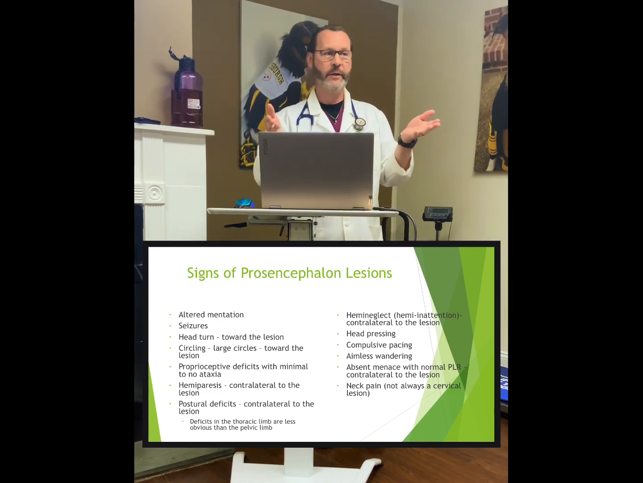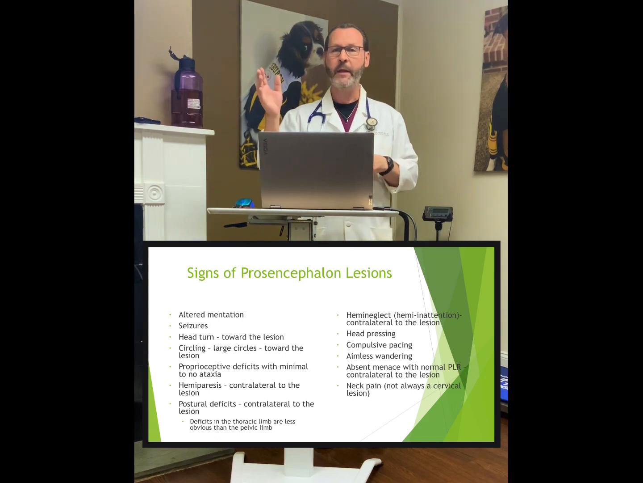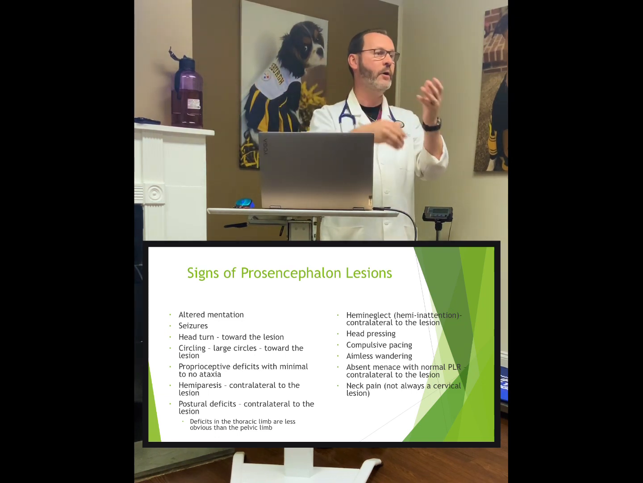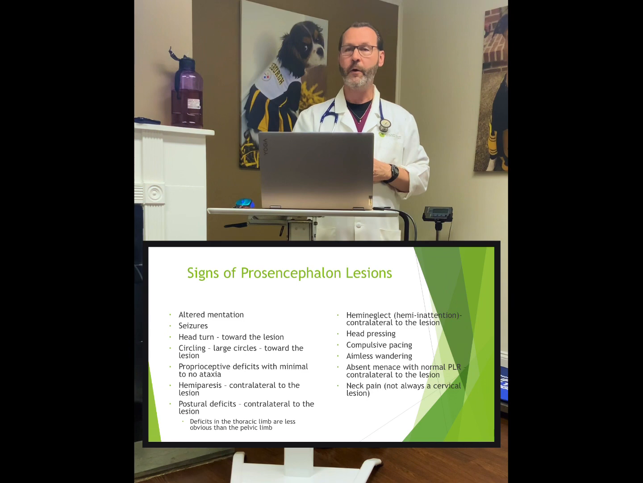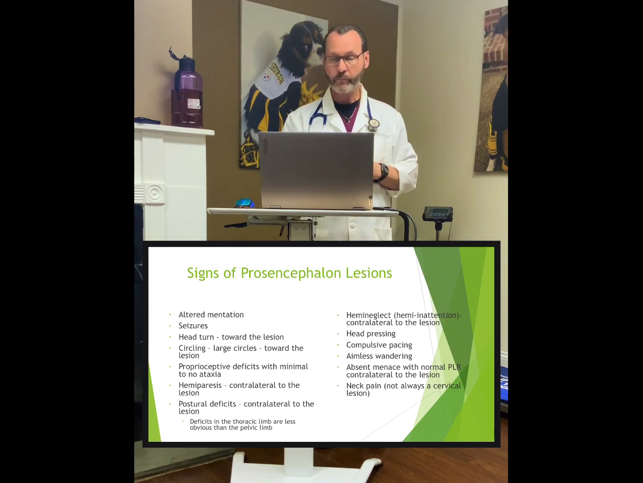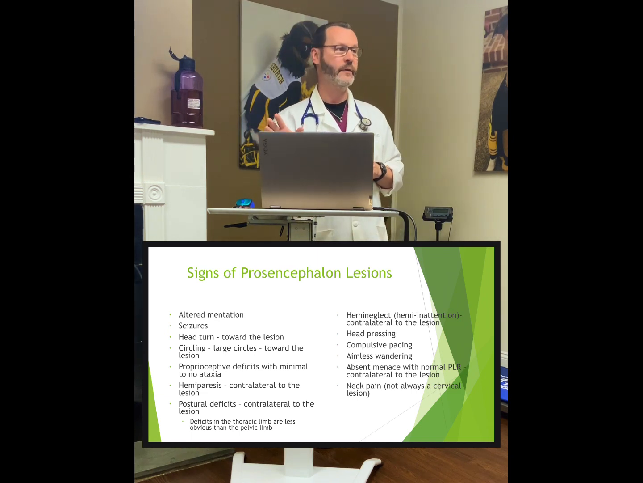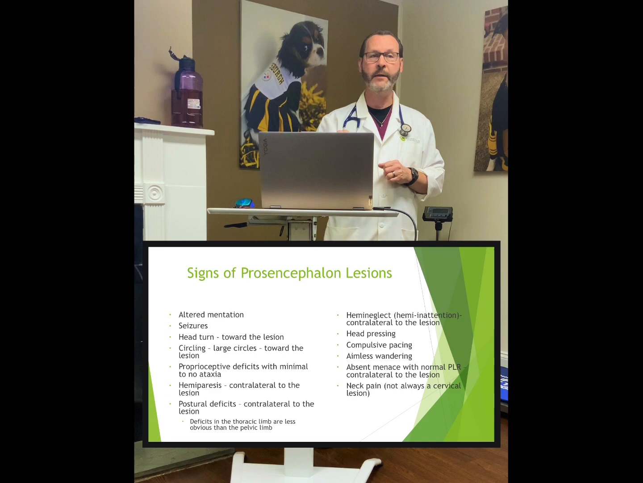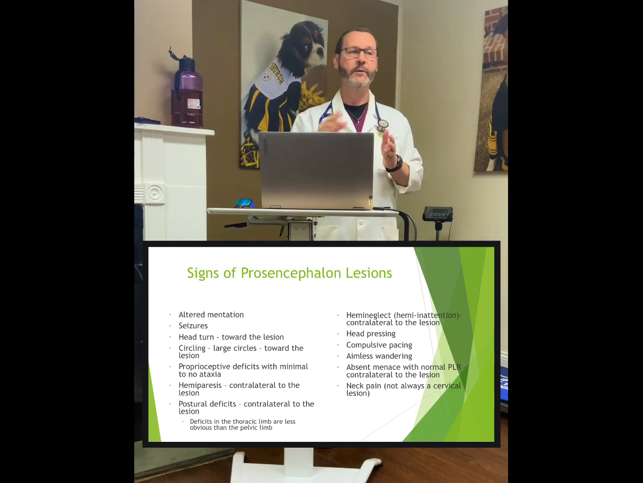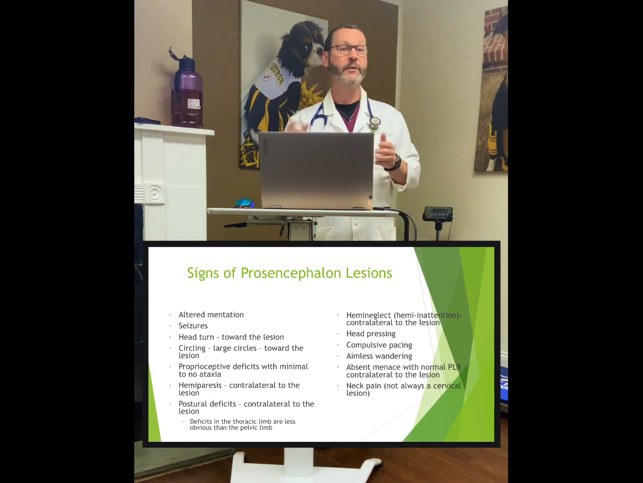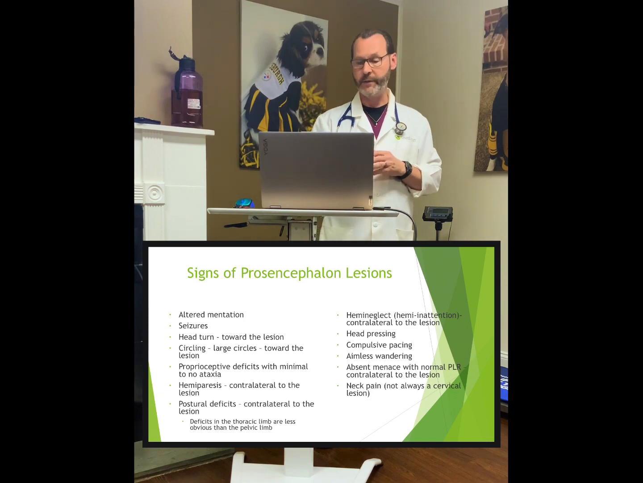Head pressing, so going into the corner to the wall, head pressing. Aimless wandering or compulsive pacing are all signs of a forebrain lesion. There's another one: absent menace, but with a normal PLR. And we're going to go through that when we go through the cranial nerve exams. But remember that if you have an absent menace but a normal PLR, there's a prosencephalon lesion on the contralateral side from the deficit of the menace.